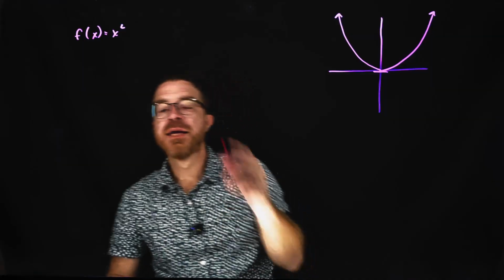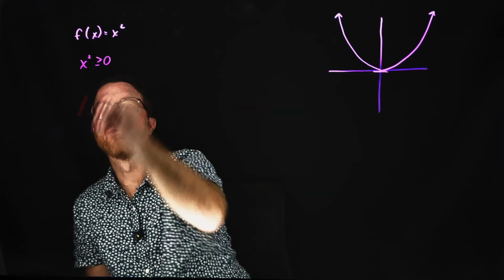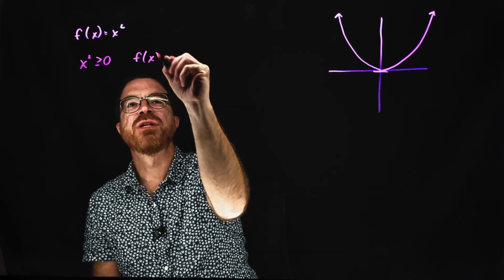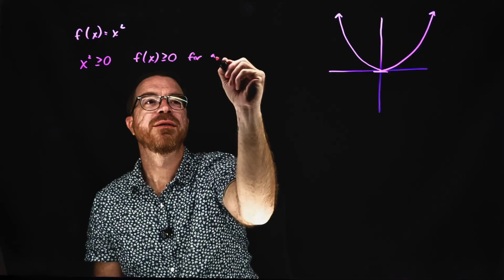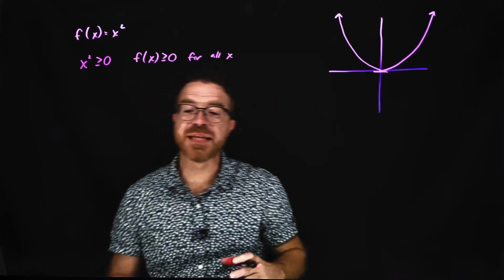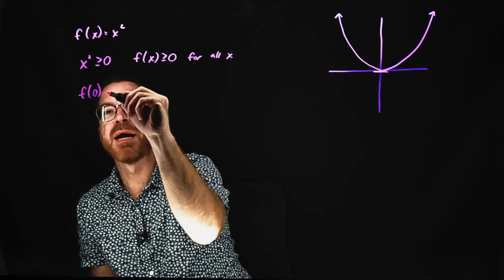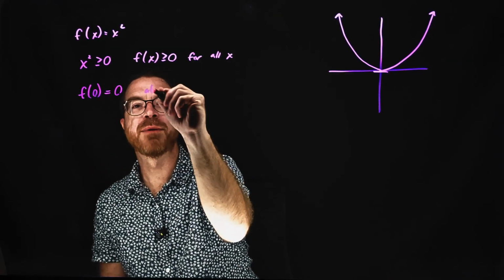So in this case, because x squared has to be greater than or equal to 0, my function f of x is greater than or equal to 0 for all x. This means that f of 0 is going to be my minimum. So this is going to be my absolute minimum.